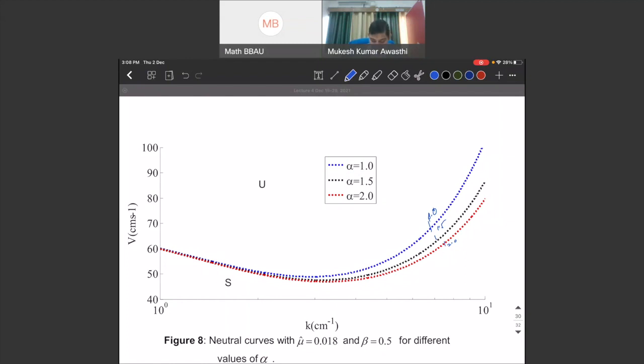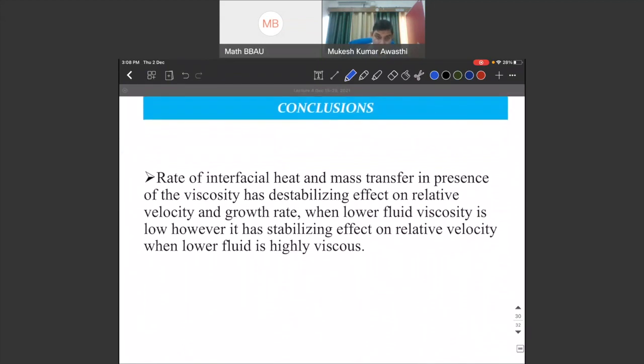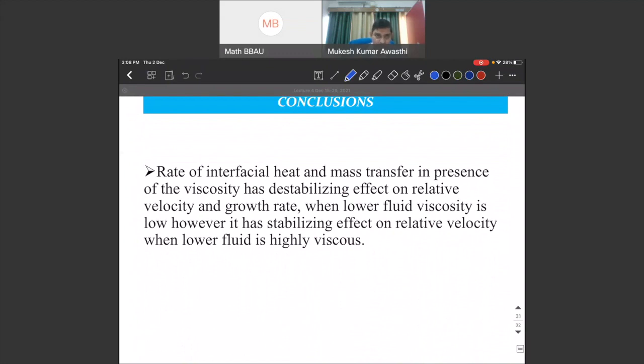The system gets destabilized, and these are the conclusions based on exactly what we did earlier: that heat transfer in the presence of viscosity has a destabilizing effect on the relative velocity when the lower fluid viscosity is low. However, it has a stabilizing effect on the relative velocity when the lower fluid viscosity is high.